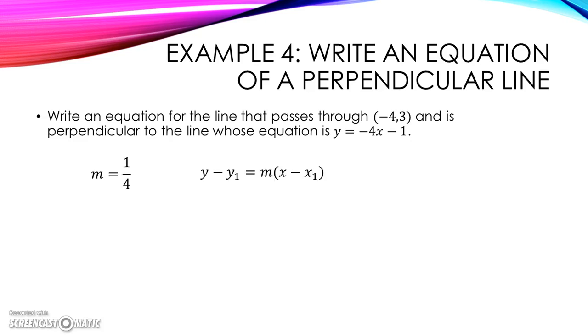We're going to use point-slope form. We have the point negative 4, 3, and the slope is 1/4. So we're going to substitute negative 4 for x1, 3 for y1, and 1/4 for m. We're going to distribute. So we get y minus 3 equals 1/4 x plus 1. Add 3 to both sides, and we get y equals 1/4 x plus 4. So that is our equation.